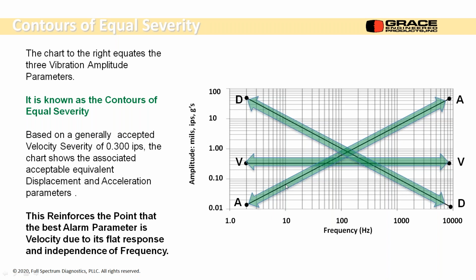So 0.07 Gs doesn't mean anything to me. 10 mils doesn't mean anything to me unless I know for sure what the frequency is. It's so much easier just to use the velocity as an across-the-board severity limit. Okay, so reinforcing the point, the best alarm parameter is velocity due to its flat response and its independence of frequency.